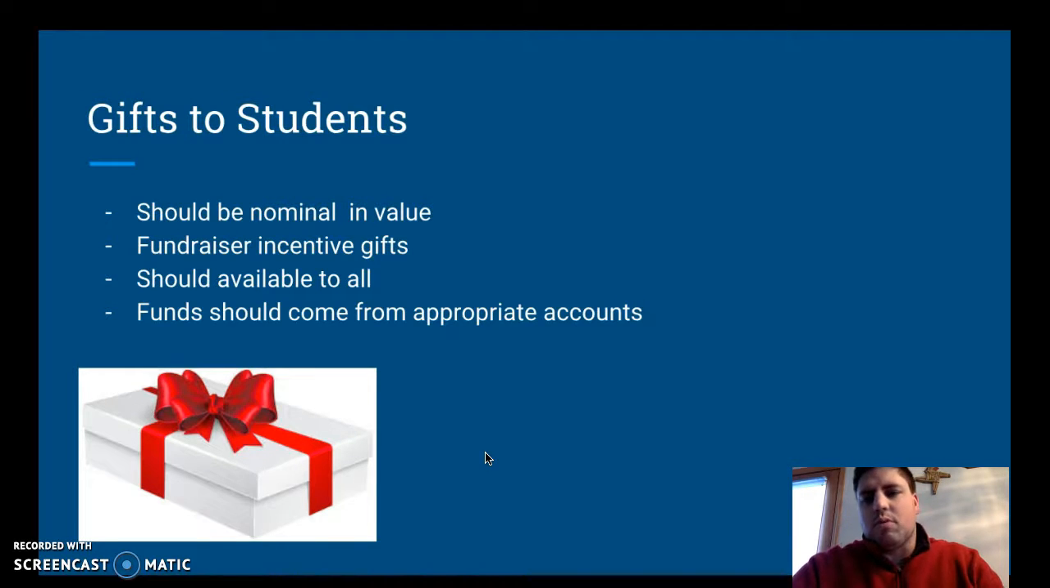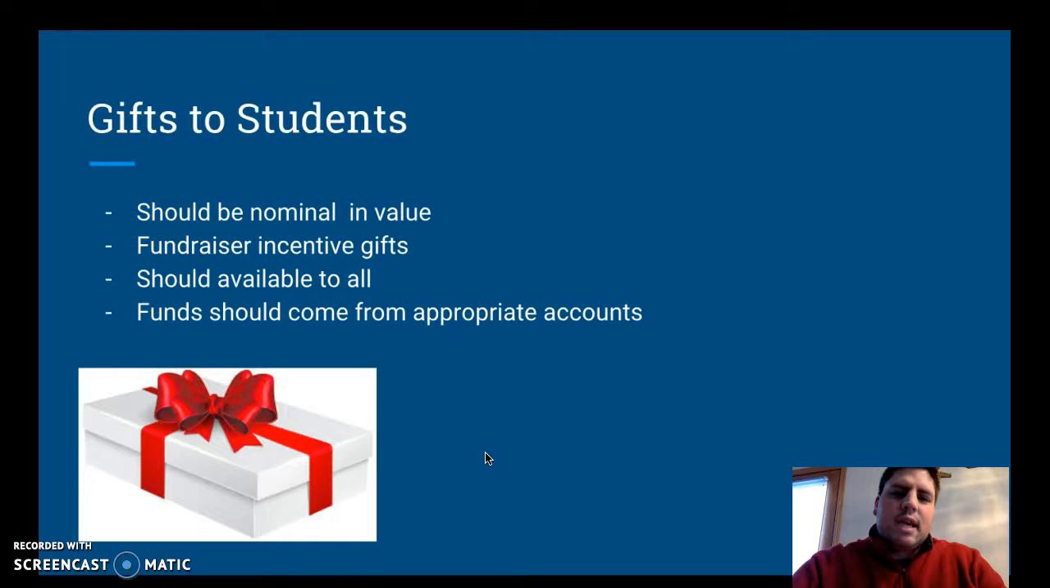If we're talking about things like awards, achievements, or special gifts to help students in the classroom or in the school, given at award ceremonies and things like that, these should be available to everybody, meaning everybody should be able to qualify for them, especially if it's coming out of something like the general fund. Funds should come from the appropriate accounts. So again, if it's all school, it may come out of the general fund. Again, it should be nominal.